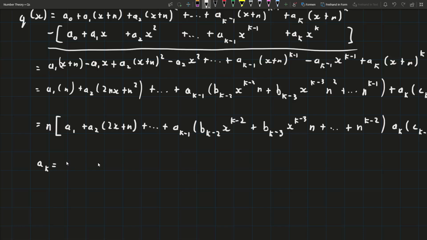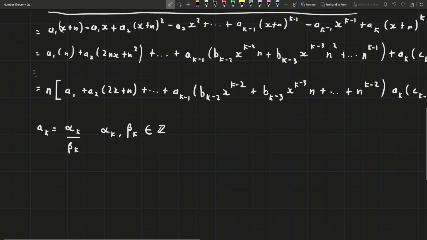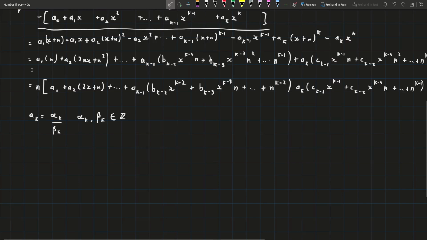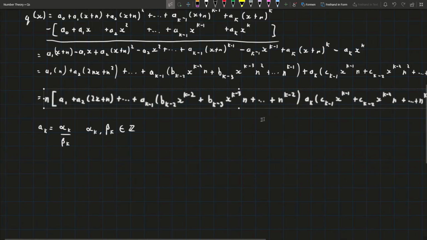I'm going to use Greek letters just to avoid confusion with the letters we've already used. I'll call it alpha k over beta k, where alpha k and beta k are both just going to be integers. So since a_k is rational, it can be shown as a ratio of two integers. To make the problem a bit clearer, I'm going to rewrite this using those.